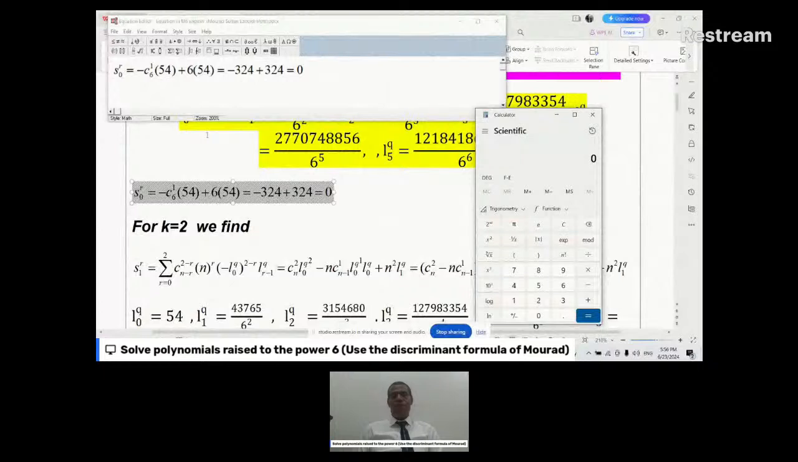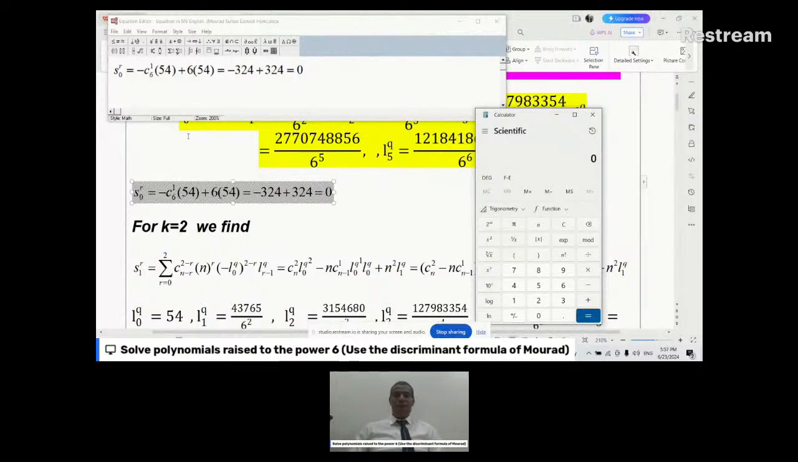GeoGebra uses Newton's method, which can be written as x n plus 1 equals x n minus f of x n over f dash of x n, and this one can't work with this polynomial.